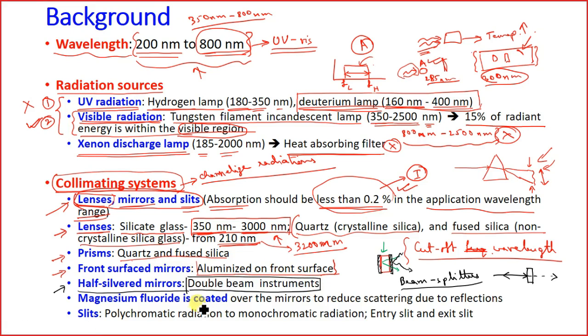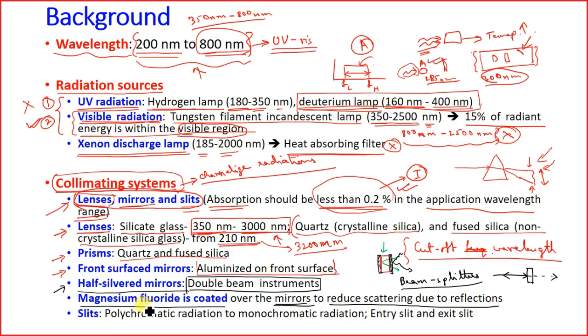Then the mirrors which are used over here are usually coated with magnesium fluoride. The mirrors used in UV visible spectrophotometers are coated with magnesium fluoride. Why? Because the coating with magnesium fluoride reduces the scattering due to the reflections.